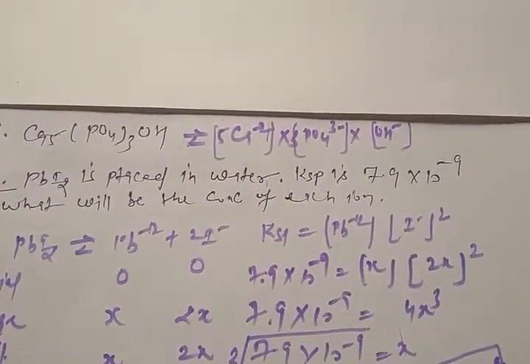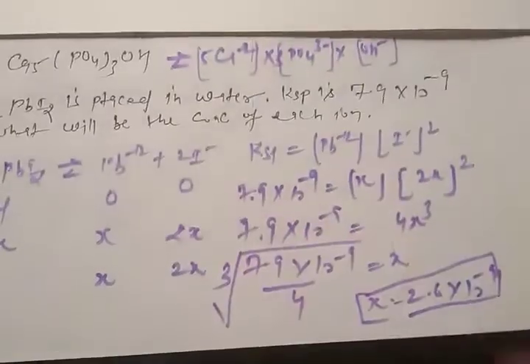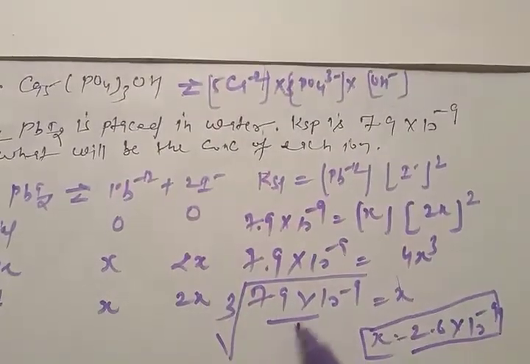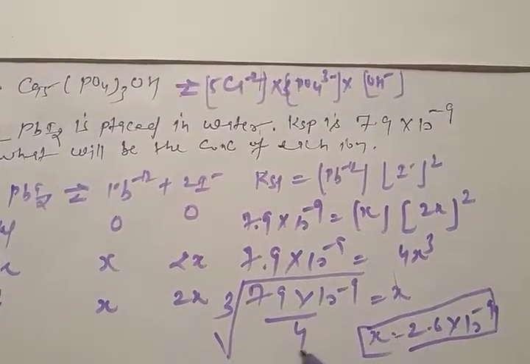This you need to correct. Okay, 7.9 10 to the minus 4. You just solve this.